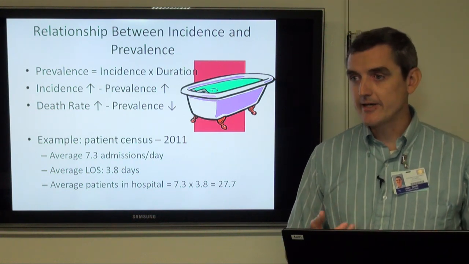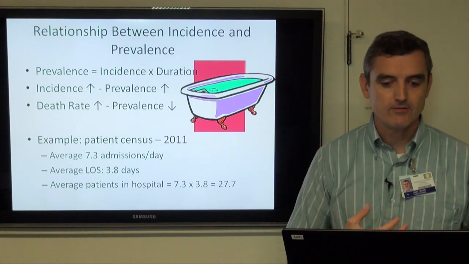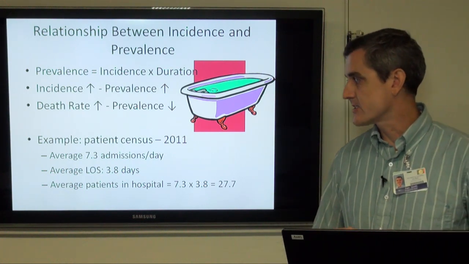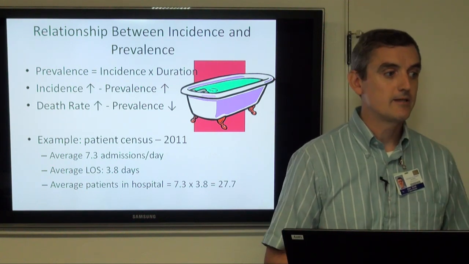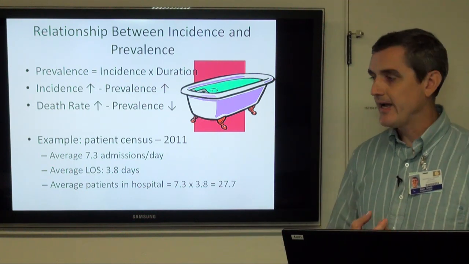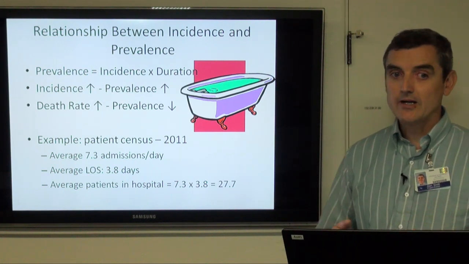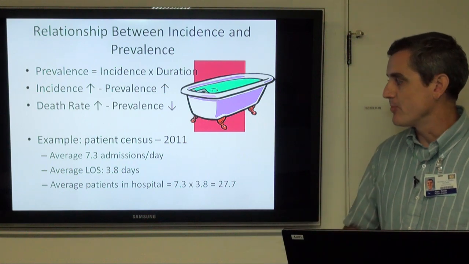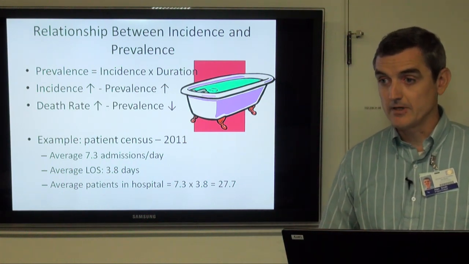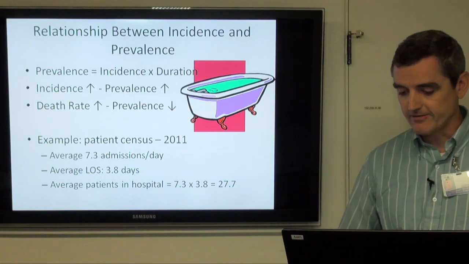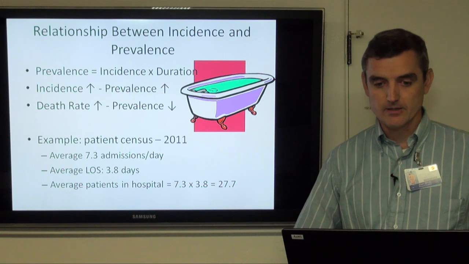We can calculate a good estimate of the number of people that we actually have hospitalized. Based on the number of admissions per day, we get about 7.3 people admitted to trauma per day, and the mean length of stay is about 3.8 days. So on a typical day, we have about 28 people actually in the hospital in some stage of care. So that would be the prevalence.